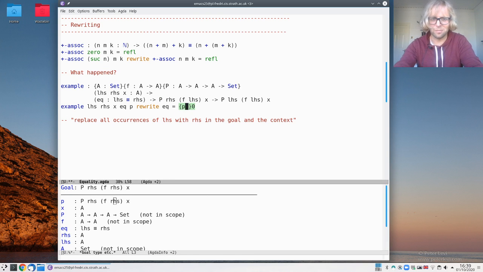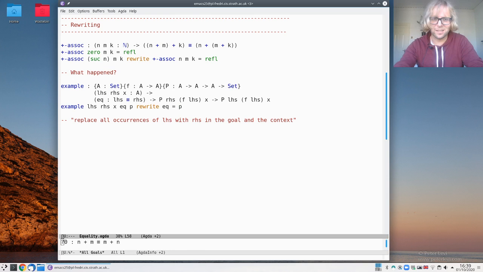So the thing I wanted was called P. Right? So what rewrite is doing is it's replacing all the occurrences of the left-hand side with the right-hand side in the goal and the context. And you can also do this multiple times on one line.